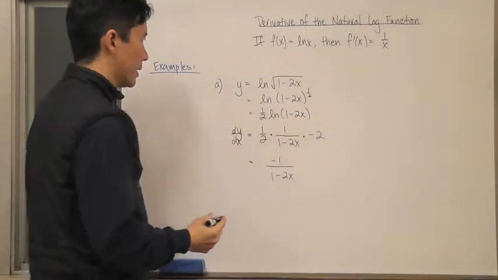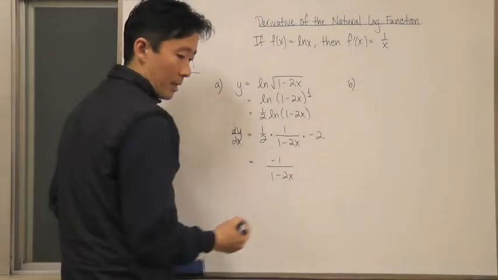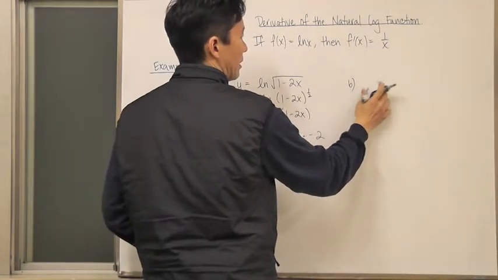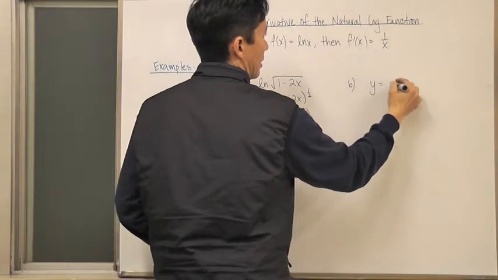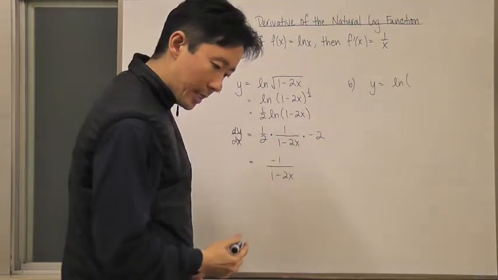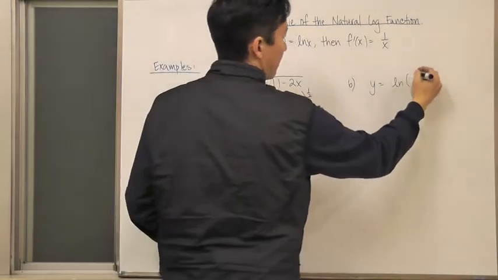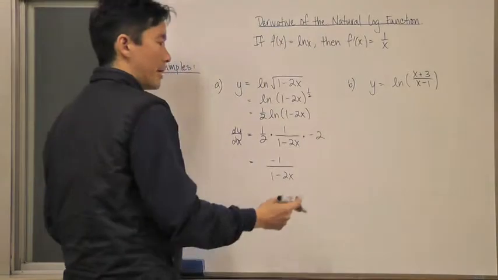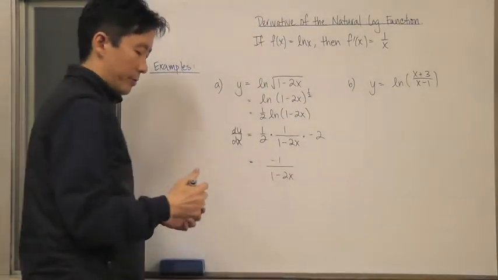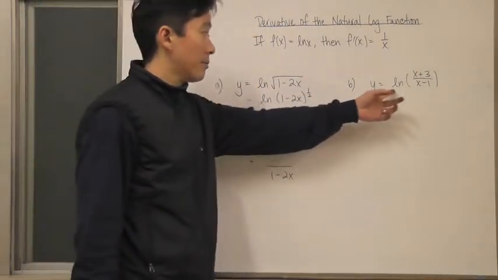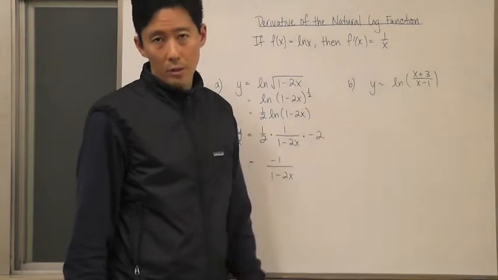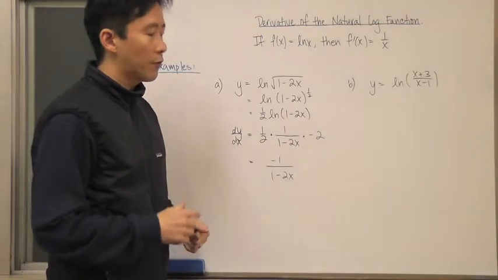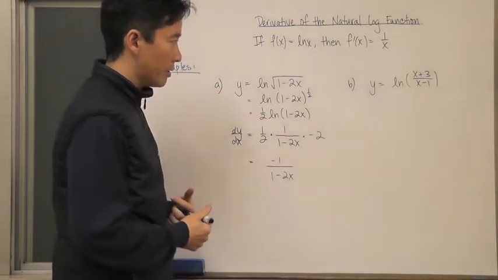Now let's go ahead and take a look at another example. Let's take a look at b. Let's say, for example, that you have y is equal to the natural log of x plus 3 divided by x minus 1. Now, just imagine what you would have to do if you didn't use the rules of logarithms. You'd actually have to take the quotient rule, and that's going to be much more complicated than if you first use the rules of logarithms.